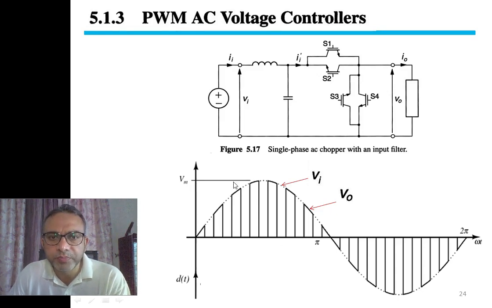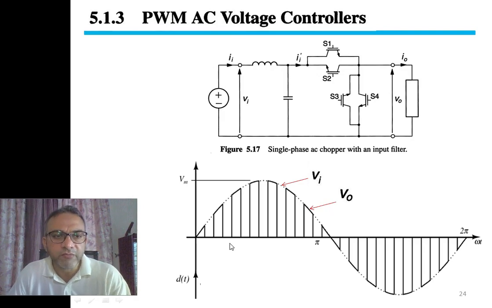Now, beneath the circuit diagram, we see the input voltage waveform and the output voltage waveform. The dotted lines represent V input from 0 to pi and from pi to 2 pi. The dotted lines represent the input voltage, Vi. And then we see the bold waveform, which represents the output voltage, V naught.